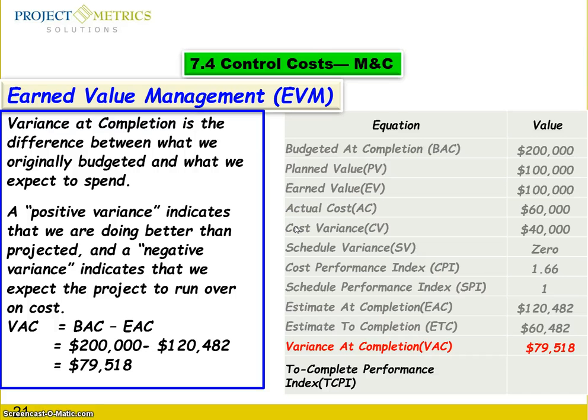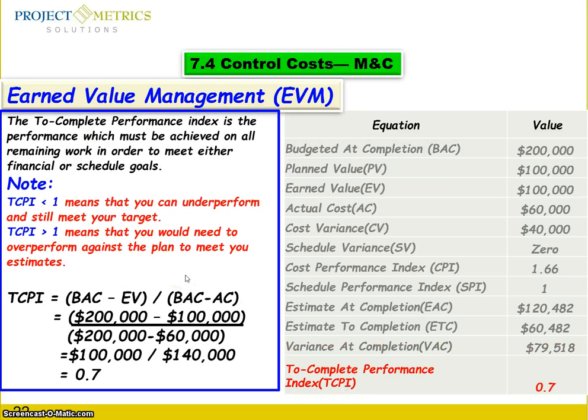I'd like you to look at the variance at completion. The variance at completion is the difference between what we originally budgeted and what we expect to spend. A positive variance indicates that we are doing better than projected, and a negative variance indicates that we expect the project to run over on cost. So you came up with these numbers.